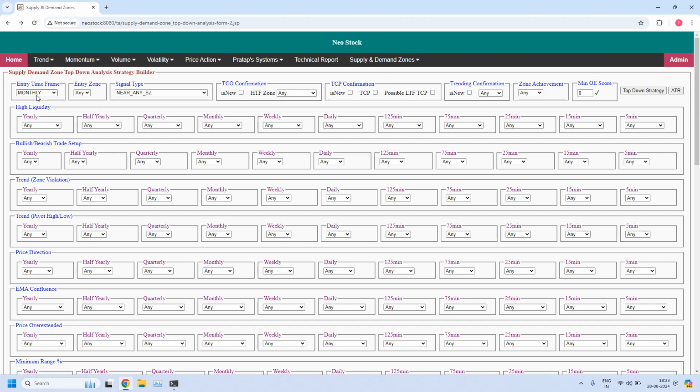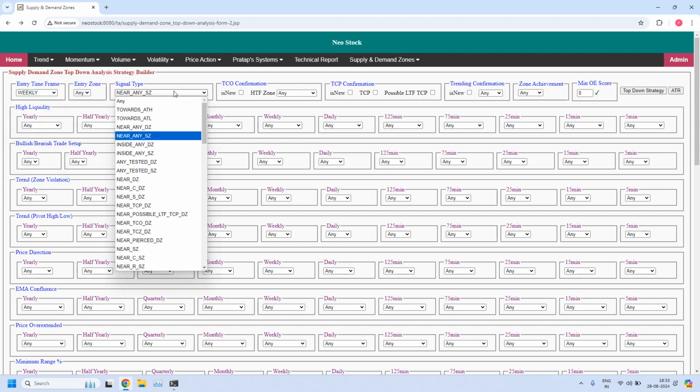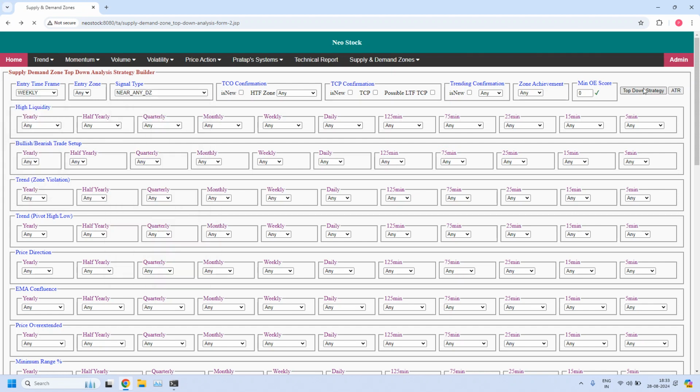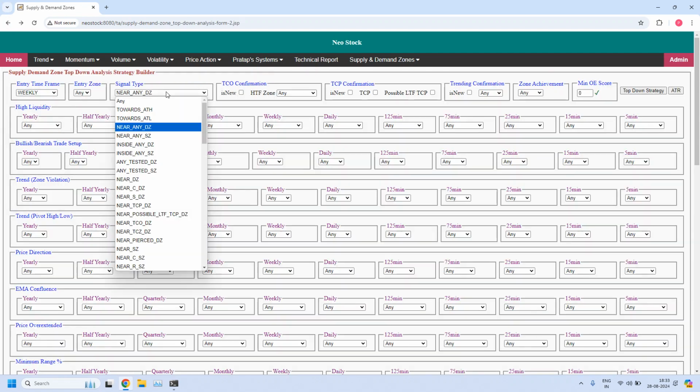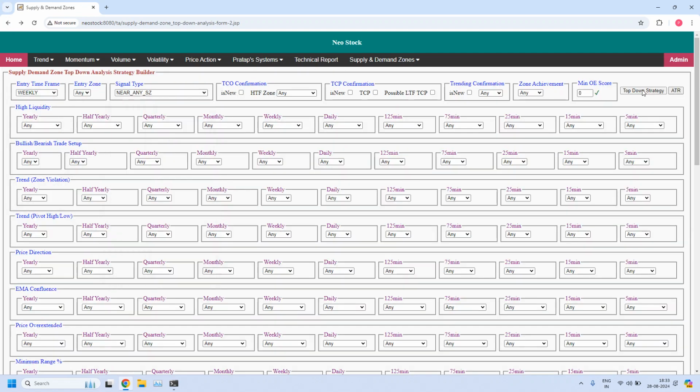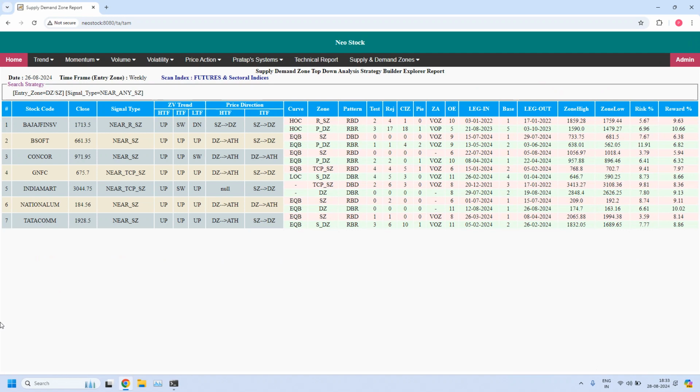Next time frame is weekly, and let us find the stocks near weekly demand zone. Four stocks are filtered. Next report for weekly time frame, let us find the stocks near weekly supply zone. Seven stocks are filtered.